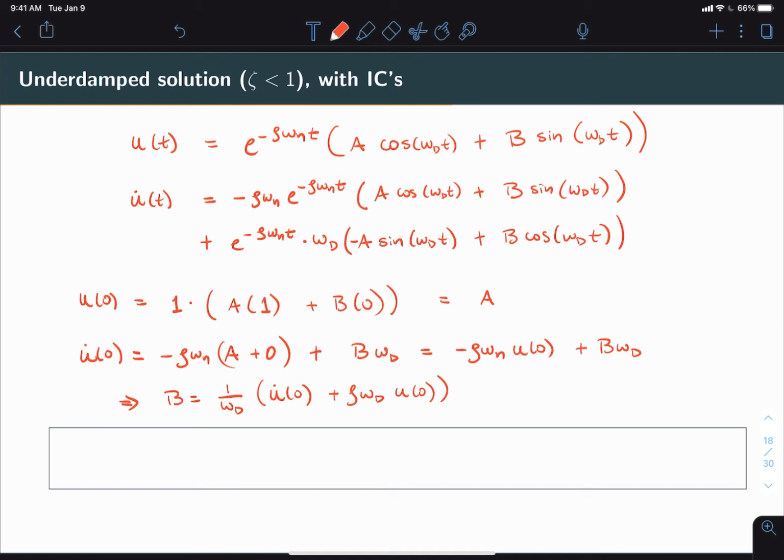All right, so our final solution we simply get by taking this equation up here and plugging in the values for A and B. It's the decay term times the initial displacement times cosine omega d t, plus a term with both initial velocity and initial displacement times the sine omega d term.